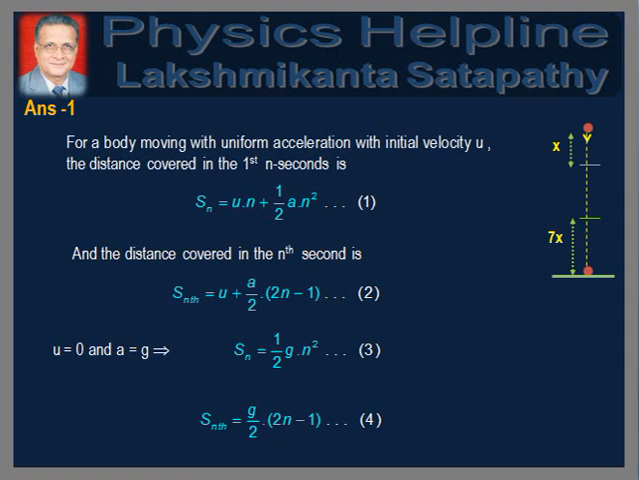When a body is dropped from a given height, its initial velocity is equal to 0 and acceleration is equal to g. Therefore, we have Sn is equal to half g n square and S_nth is equal to g by 2 into 2n minus 1.